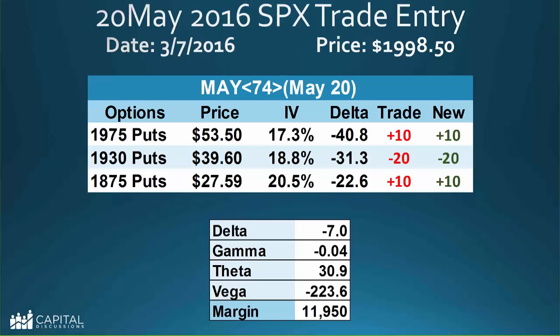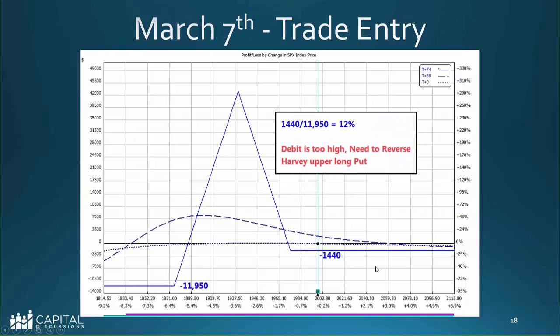This trade started March 7th. It was the May expiration, the monthly cycle. And we're using, looks like 45 and 55 strike lists between the 1975, 1930s. So we'll just try this. Here's what the Greeks look like. But let's see on the graph that the debit is actually 12%, which is a bit too high. Remember, we're trying to keep it under 5%.